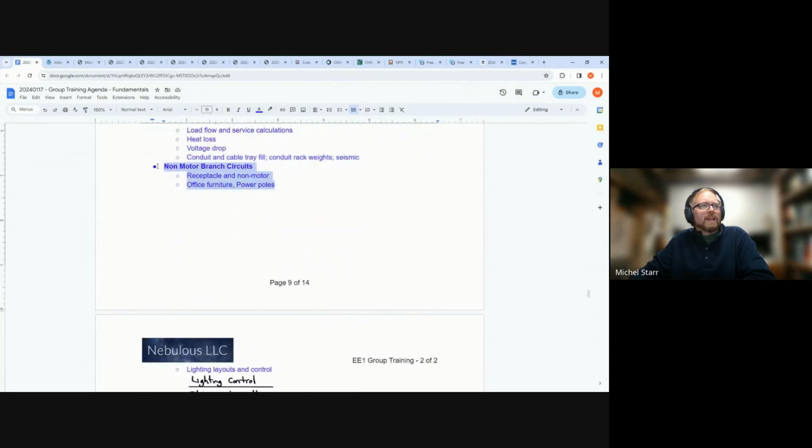We've been talking a little bit about non-motor branch circuits. We said receptacles are 180 VA, and we talked about lighting being based on what the load is. Motor loads are based on horsepower, and the associated disconnects and such are also based on horsepower.